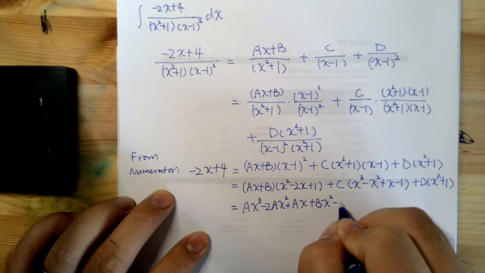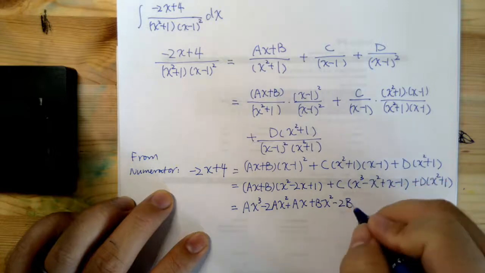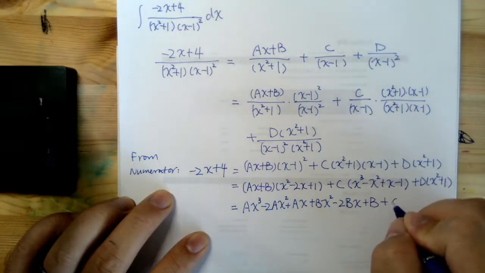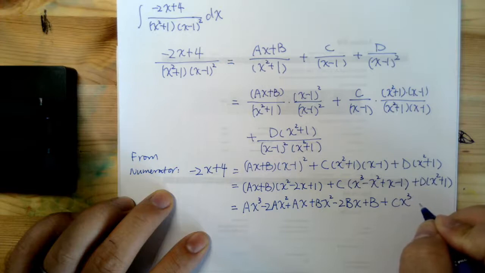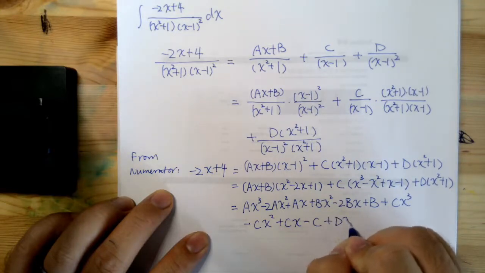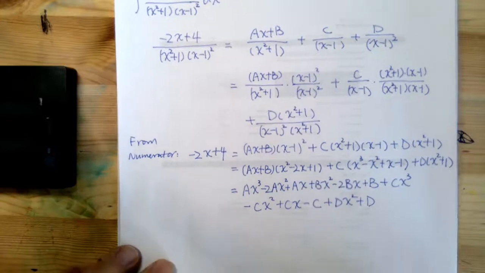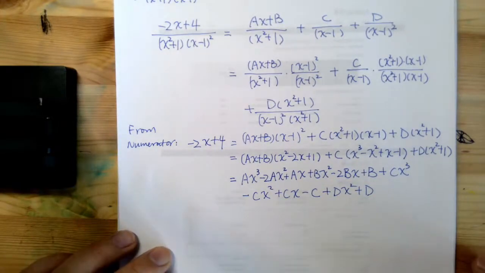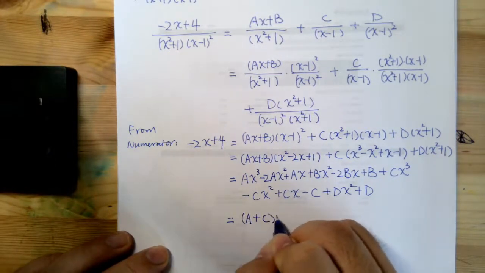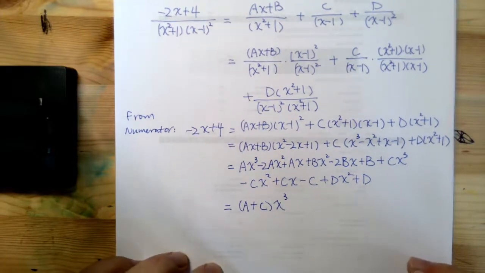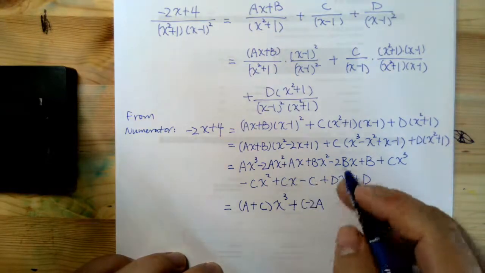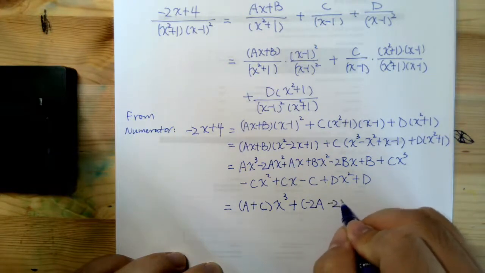bx squared minus 2bx plus b, right? And then plus cx cubed, and then minus cx squared plus cx minus c plus dx squared plus d. Okay, so that's everything on the right-hand side. And then we can reorganize this into a plus c times x cubed, okay? And then we're looking for the terms involving x squared. They're going to give us negative 2a, negative 2b, right?